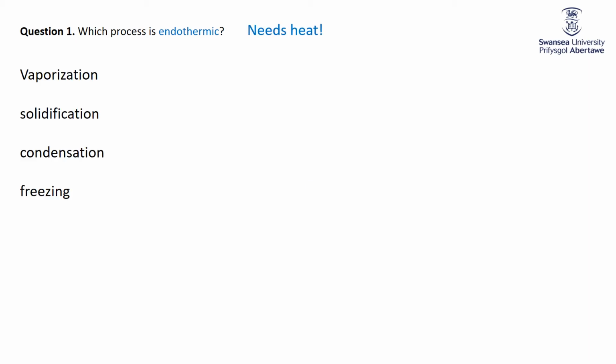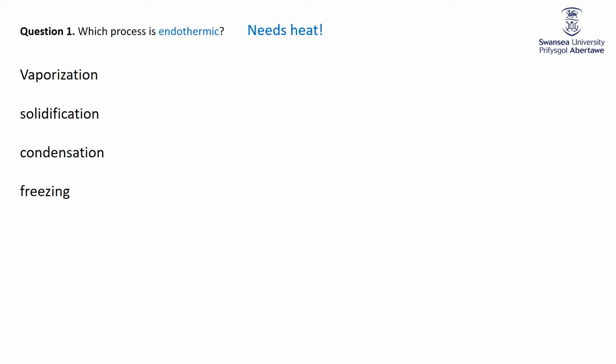So the first set of questions, the first video, was all about introducing you to delta H and then emphasizing the fact it's an extensive property. It is expressed as a molar quantity associated with the chemical equation. So first question, which process is endothermic, needs heat?